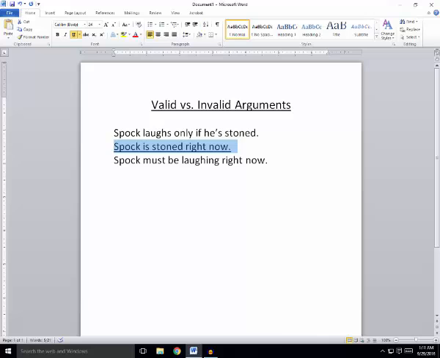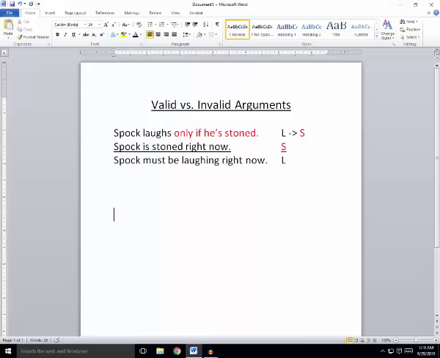Okay, let's symbolize this argument within our system. The first premise, Spock laughs only if he's stoned, we could call that L arrow S. The L is for Spock laughs, and the S is for Spock is stoned. Remember, only if signifies the consequent, so the S is the right side. The second premise is easy: Spock's stoned right now. That's S again. And meanwhile, the conclusion is L.